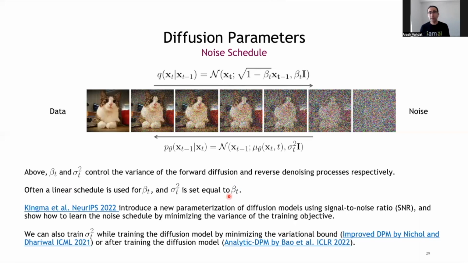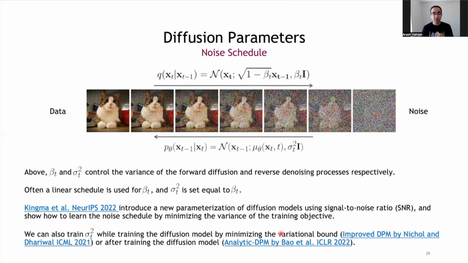There are also a couple of papers that discuss how you can train sigma T squared, the variance of the reverse process. This first paper here shows how you can use the variational bound that we use for training diffusion models to also train sigma T, the variance of the denoising models.